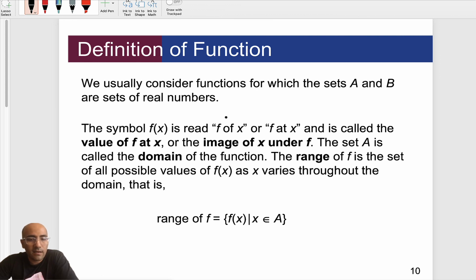The set A is the domain of the function, and the range of f is the set of all possible values of f of x as x varies throughout the domain. So it's all the possible outputs. The domain is all the possible inputs. The f of x is all the possible outputs.